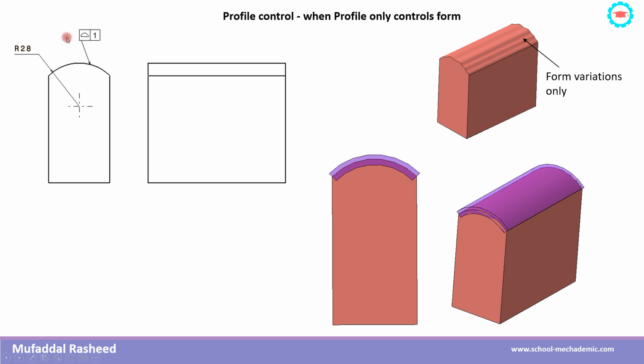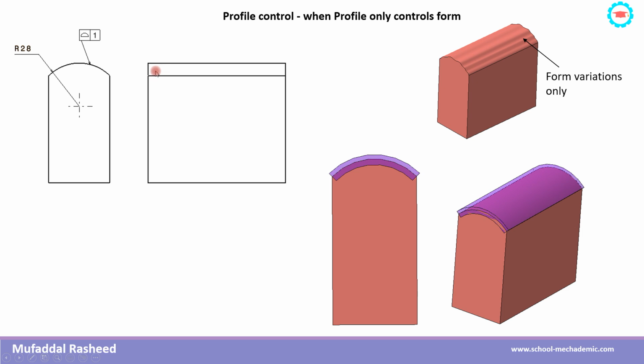This tolerance zone, like flatness and straightness, is not defined with respect to any datum. Hence, the location and orientation of this tolerance zone is not fixed. It can vary with respect to the position of the actual component surface.